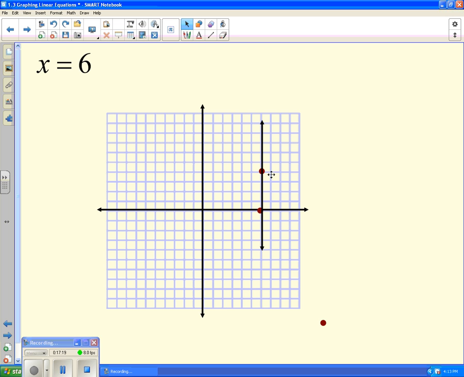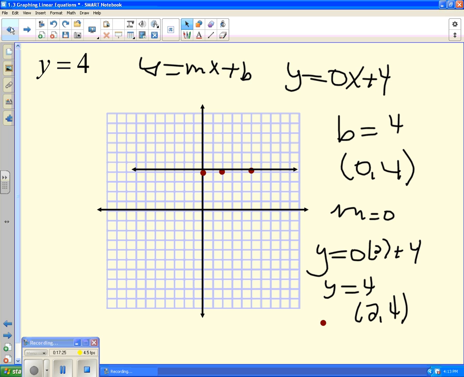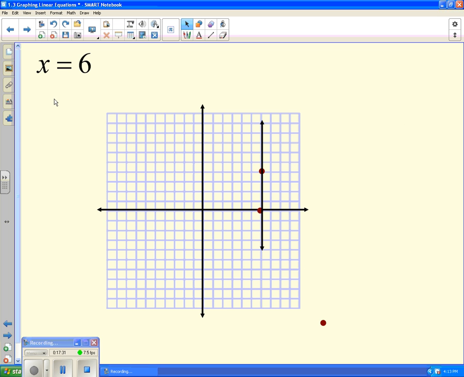A y only is going to be a horizontal line. So no matter here, no matter what my x was, my y was 4. So y only is horizontal and x only is vertical. So it just takes a little practice and a little bit of studying.